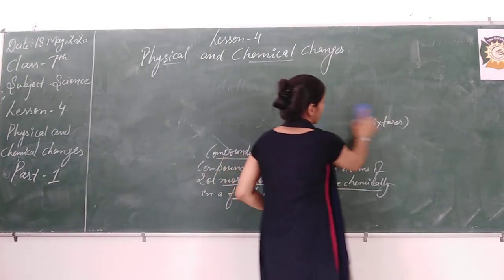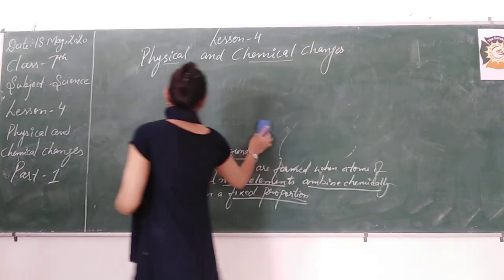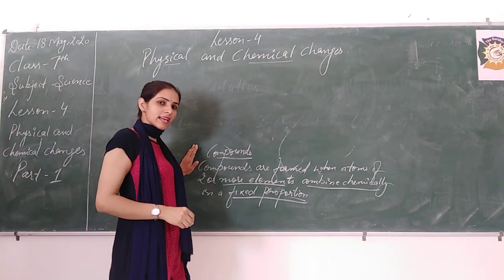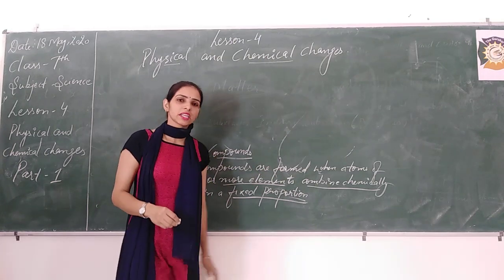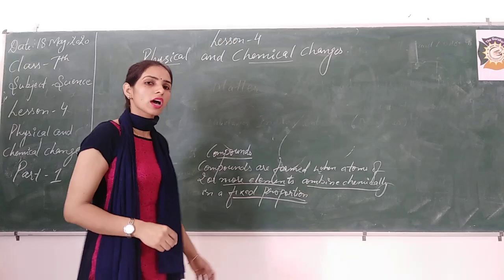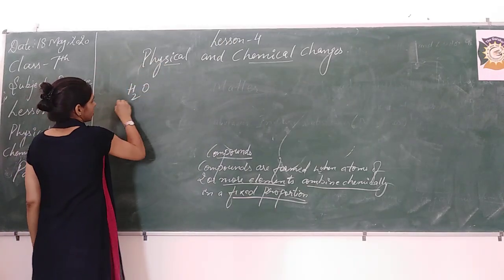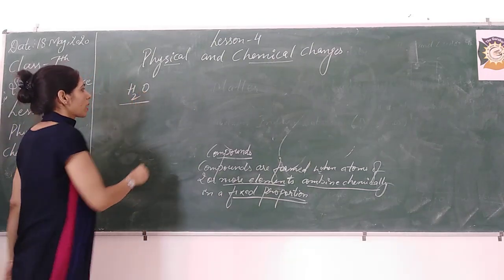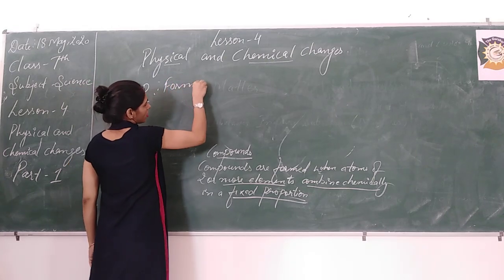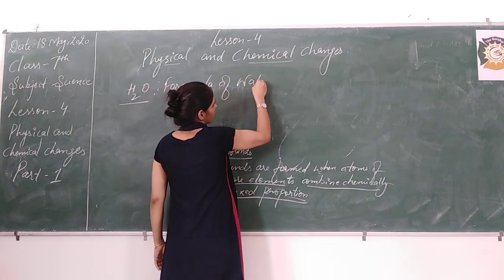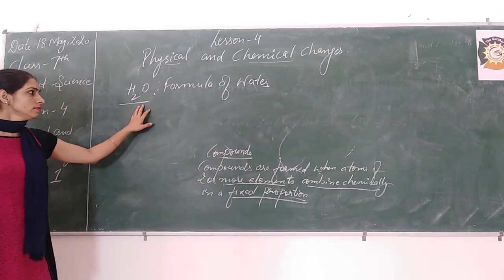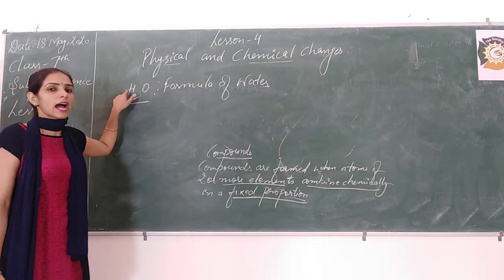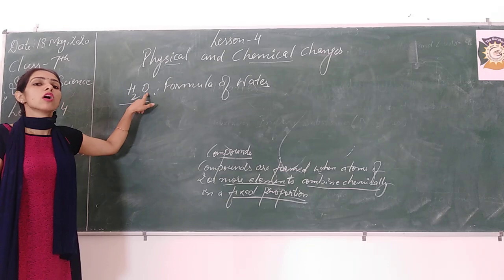I am rubbing this so that I can have more space. Okay. So here I have written the definition for compounds. Let's take an example and see whether all these three conditions are satisfied. For example, let me take water, H2O. This is the formula of water. In this formula, every molecule of water consists of two atoms of hydrogen and one atom of oxygen.